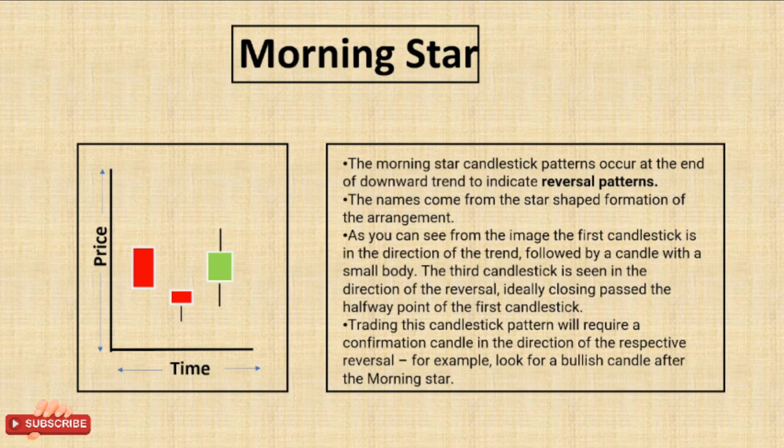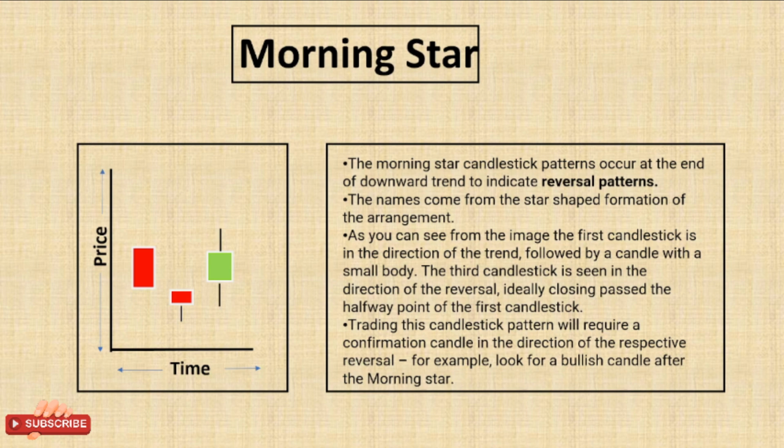Next, morning star. Morning star is the opposite of the evening star. In this one, a full body bearish candle, then a small body candle with a long wick at the downside. Then you have a big bullish candle, the third candle, moving towards the upside. You have to wait for this bullish candle to appear. The morning star pattern occurs at the end of a downward trend to indicate a reversal. The name comes from the star shape formation. Again, it's the opposite of the evening star.